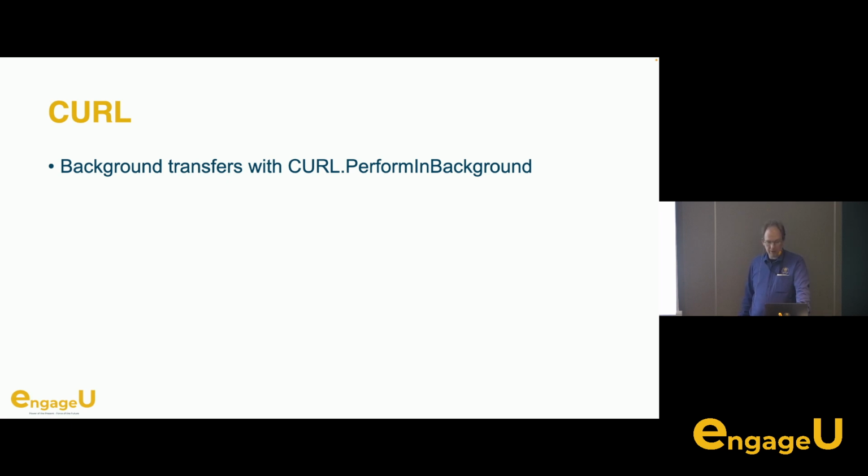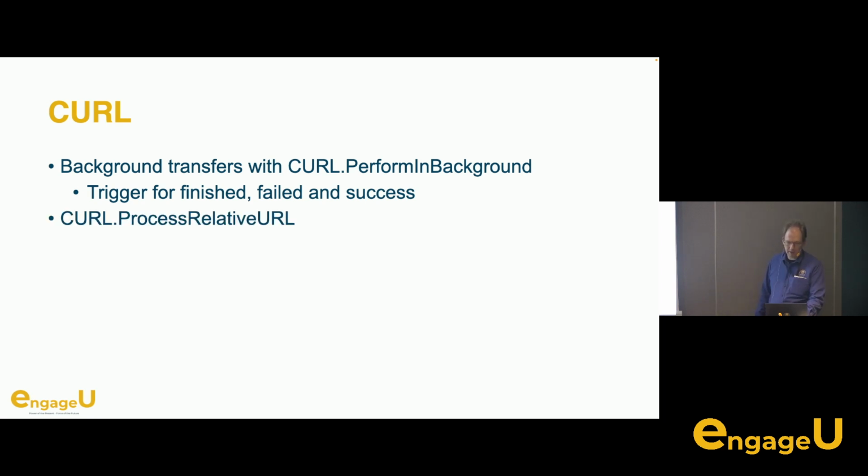And we have functions to run things in the background, which can be very useful because your user doesn't need to wait for a download to finish. We got trigger scripts for finished, failed, or success. So you can just start a download or upload in the background, and then later a script is triggered when it's finished. We can help you process relative URLs, like if you got a URL on a web page which goes into a subfolder to a document, and you can take the absolute URL and then apply the relative one and get a new absolute to download the next page.